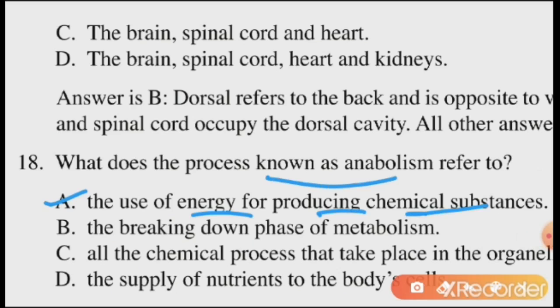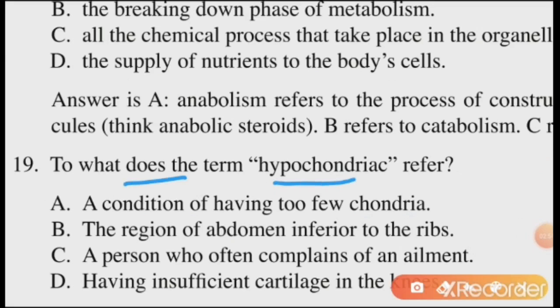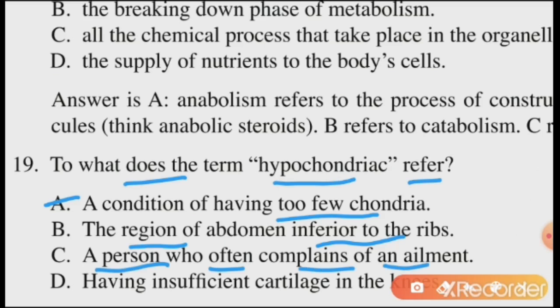Next question: to what does the term hypochondriac refer? Option A, a condition of having too few chondria; option B, the region of the abdomen inferior to the ribs; option C, a person who often complains of an ailment; option D, having insufficient cartilage in the knees.